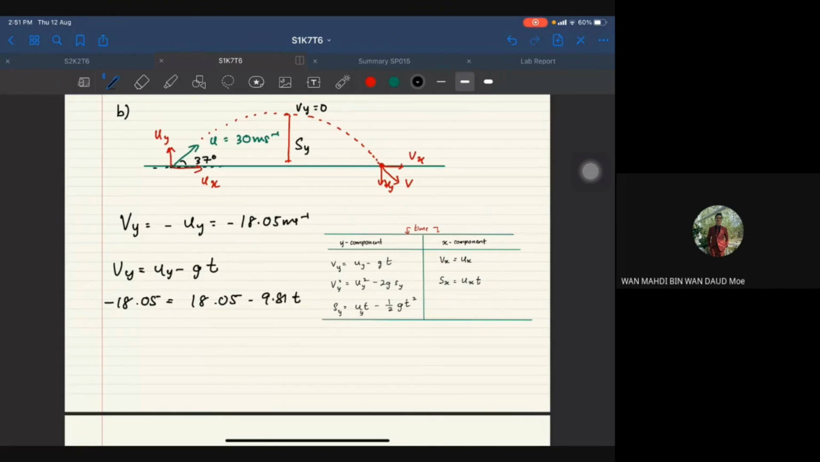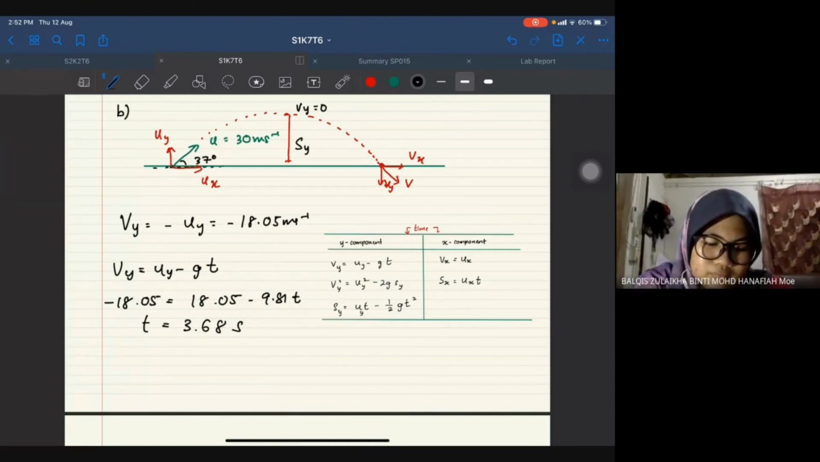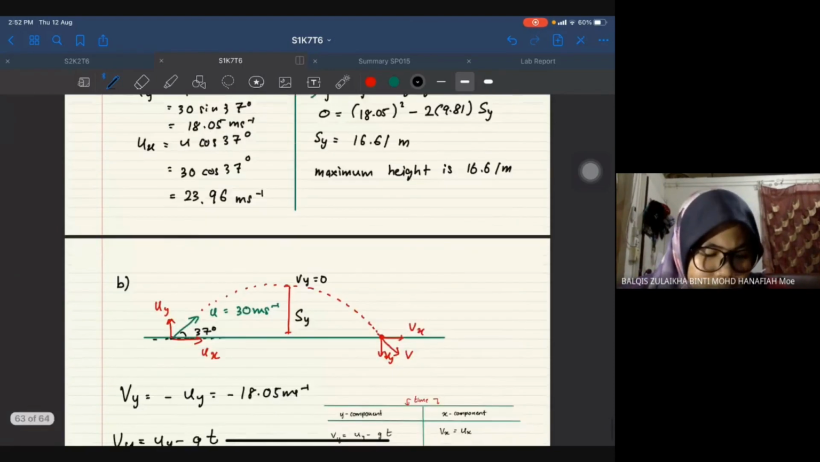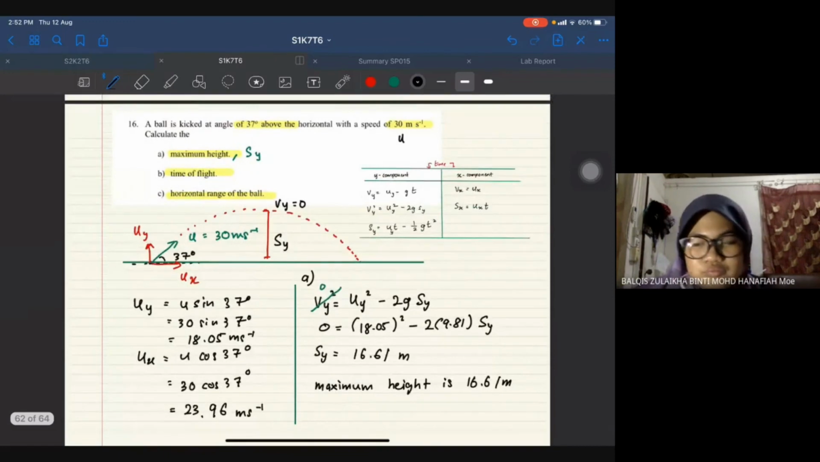Now we can solve. So 18.05, you bring it to the other side. I got here is 3.68. You get the same answer? Sama sir. Sama. Okay. And the last question, they ask you to find the horizontal range of the ball.